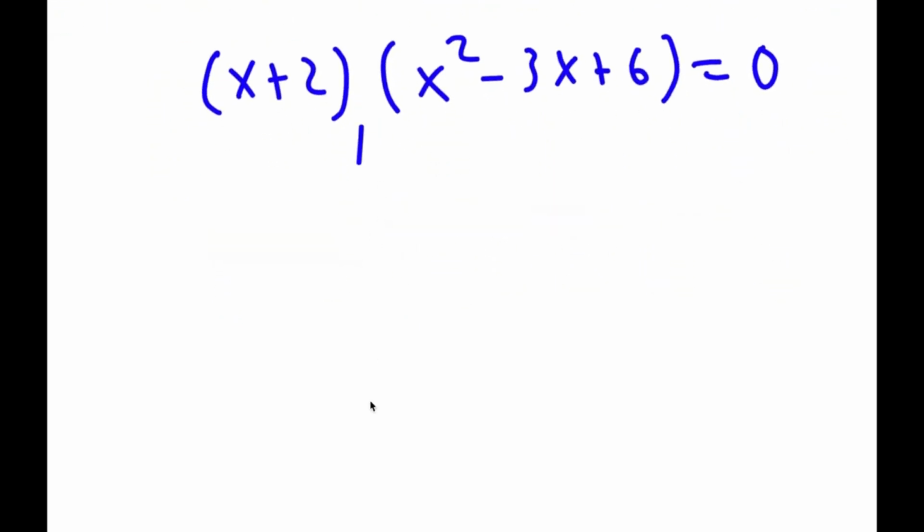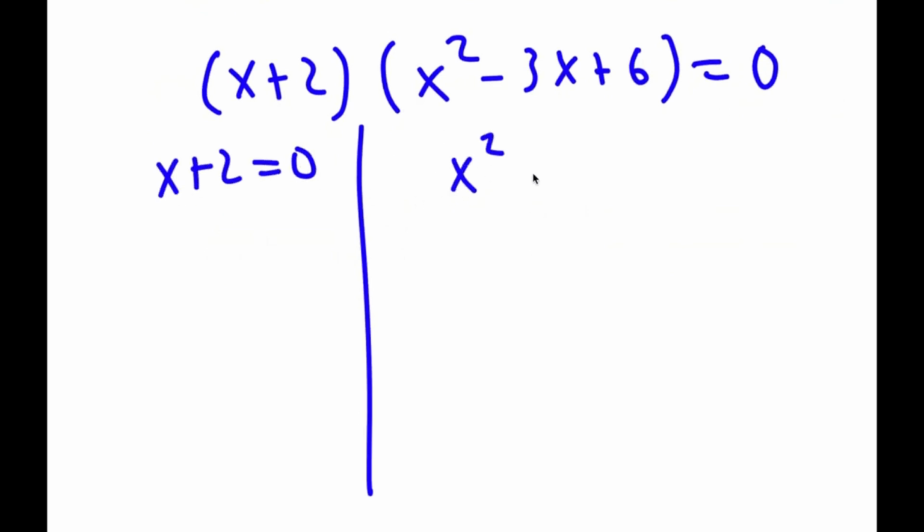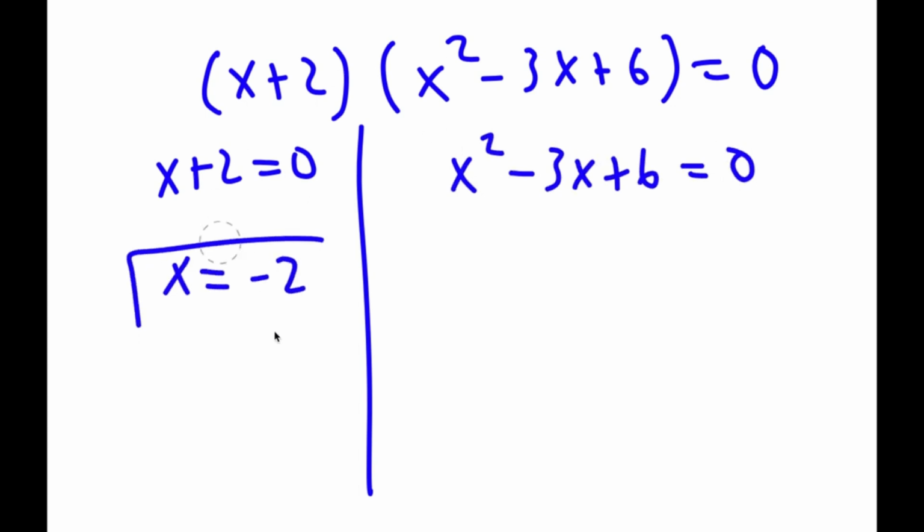So now this gives me two equations. I have x plus 2 is equal to 0, and I have x squared minus 3x plus 6 is equal to 0. So for x plus 2 equals 0, x is obviously equal to negative 2, so this is one solution.